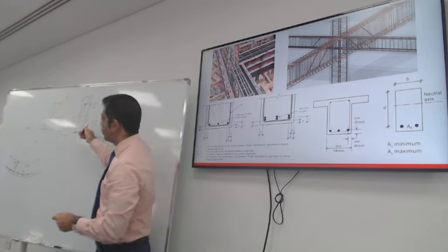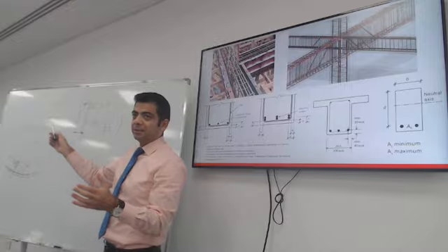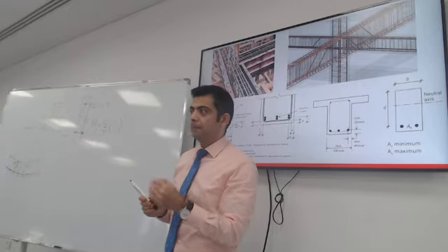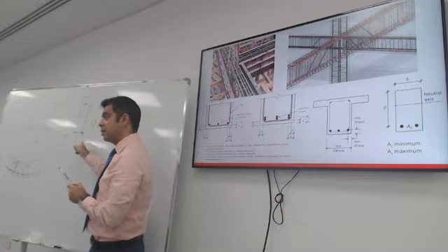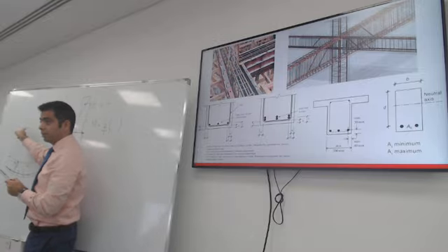No, that's a good question. I need you to look closely and try to guess what Z is. Where is the distance Z measured from? From the compression force to the tension. Where is the tension? It's in the bar level.